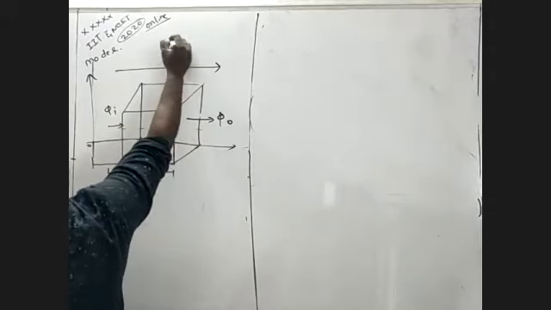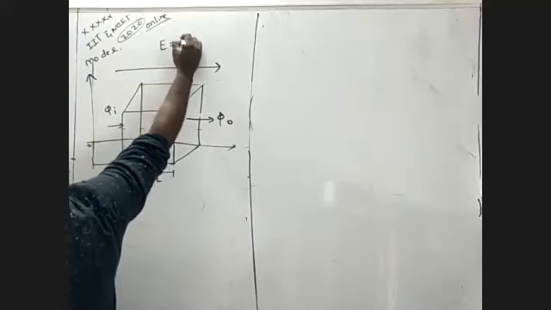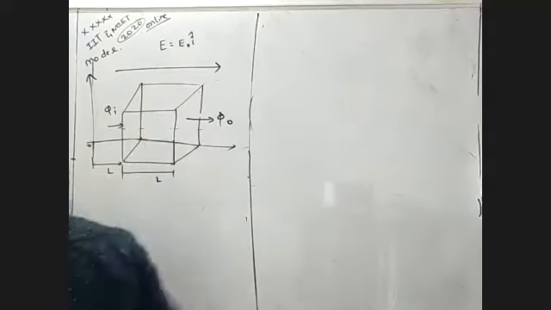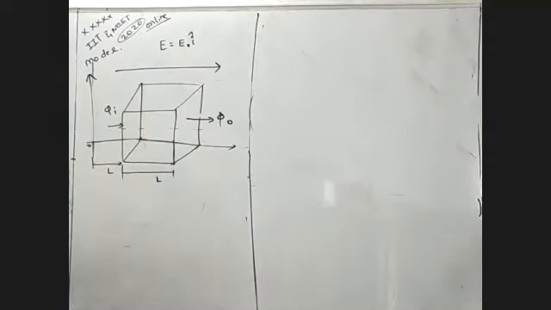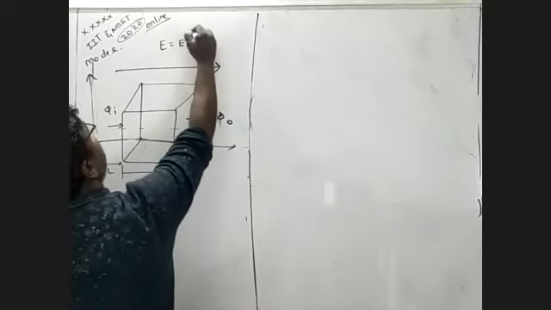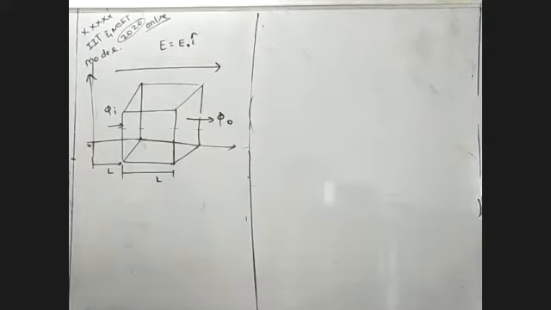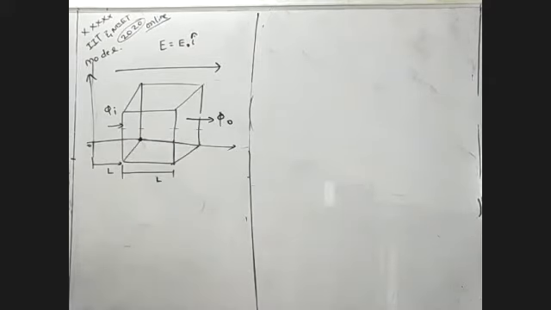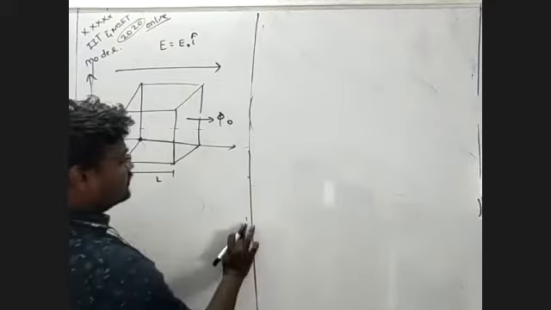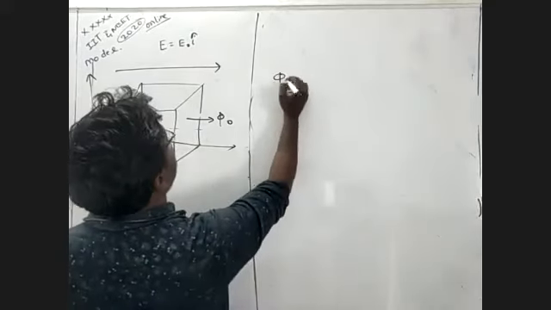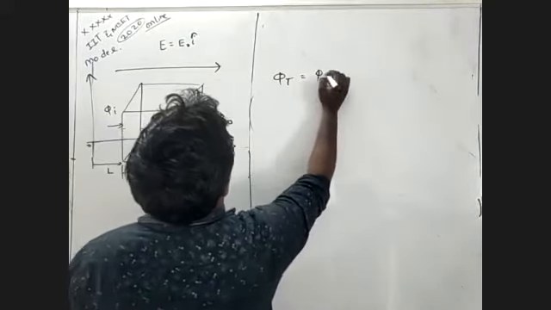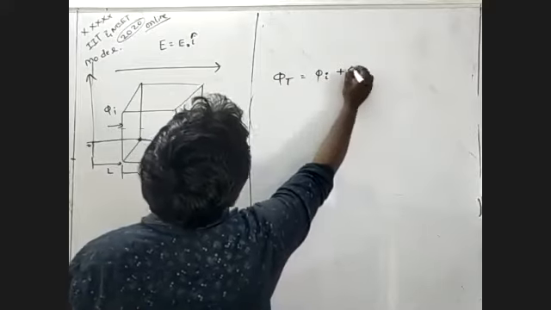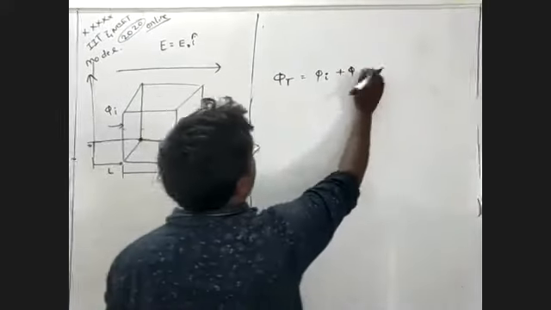The electric field is equal to E naught I cap. Now we have to calculate the electric flux. We have to calculate the total flux, which is the into the flux plus the out the flux.